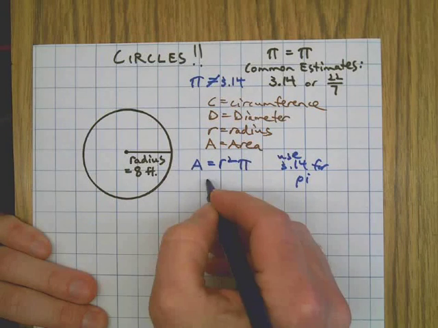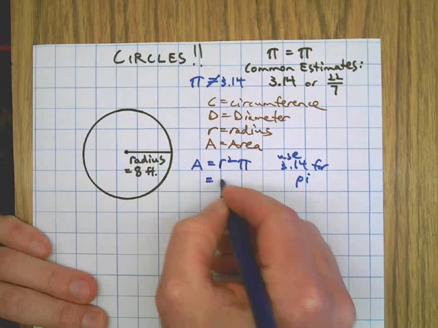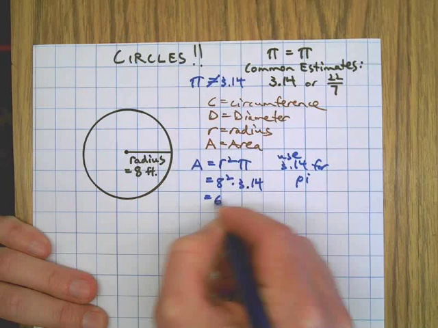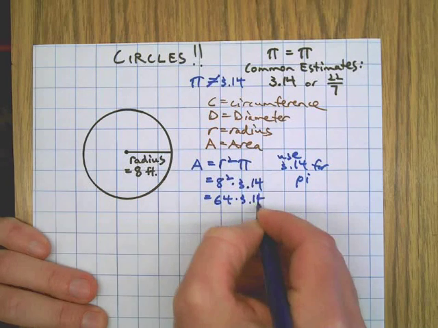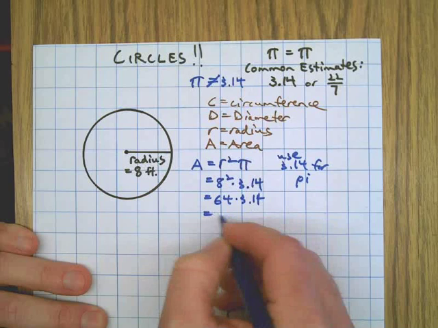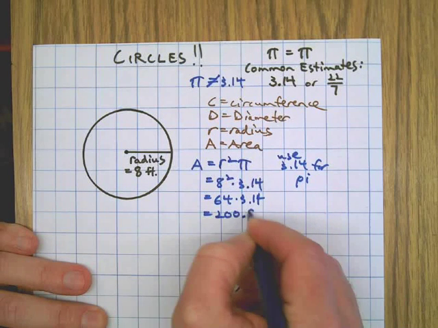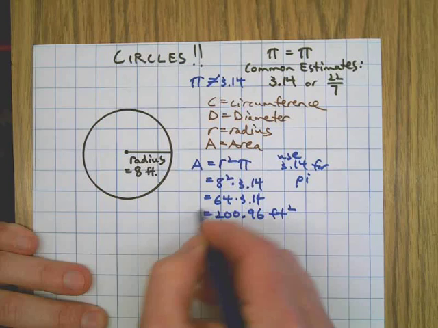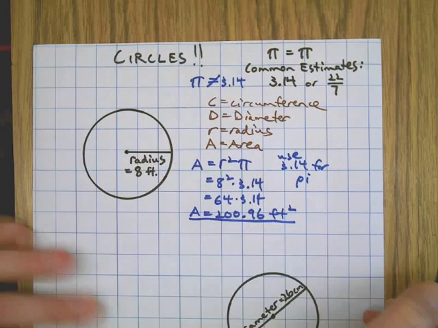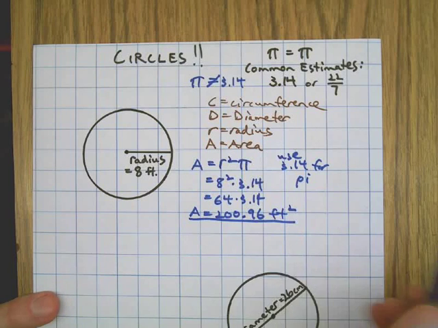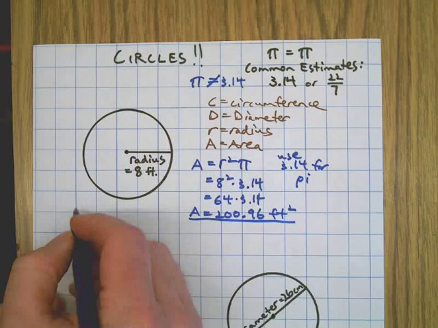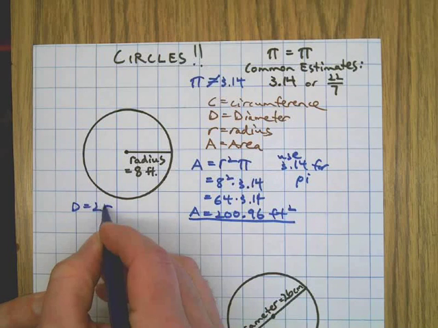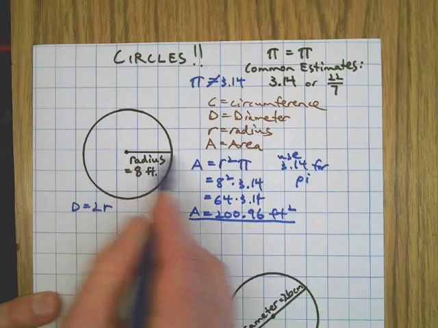So here we go. Since the radius is 8, we're going to go 8 squared times 3.14. And that equals almost 201, and since we're talking area, that's units squared. Okay, so that gives us one answer. What's left? How about diameter? Diameter equals 2 radii, or 2 of the radius measurements.